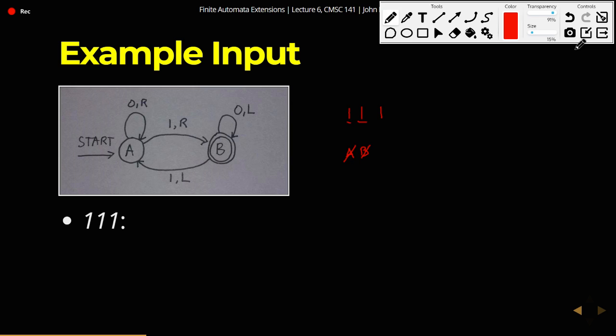So we're now in state A, and from here we go left. So we're back here again at the first one. Now, on 1, A on 1 will go back to B and then go right. So back to B again, and then go right again. And then B on 1 goes back to A, and then go left again.